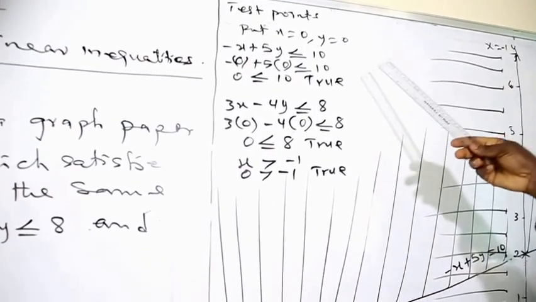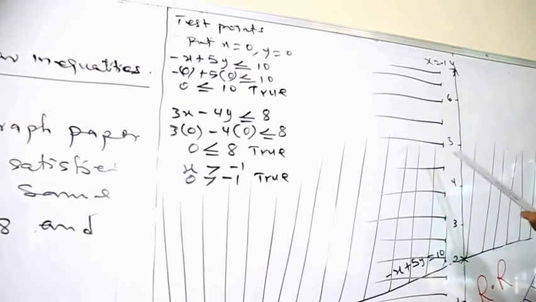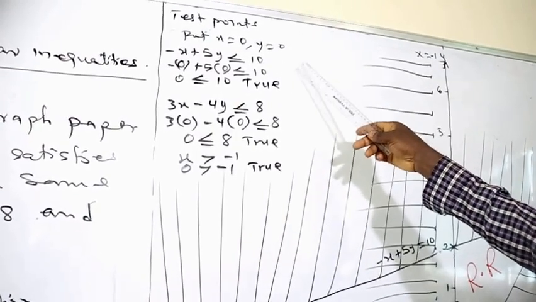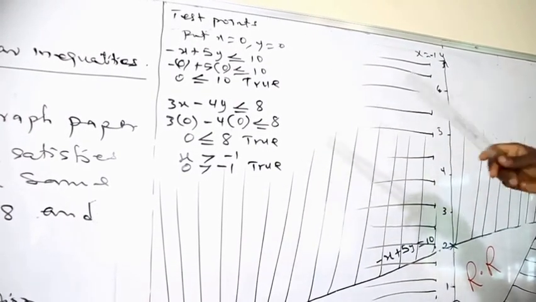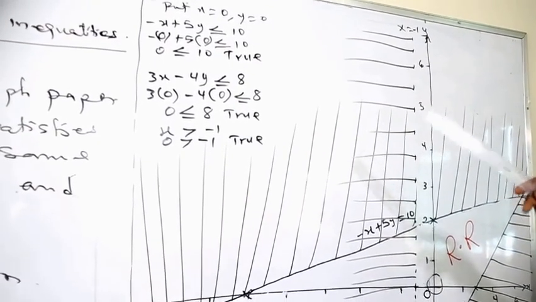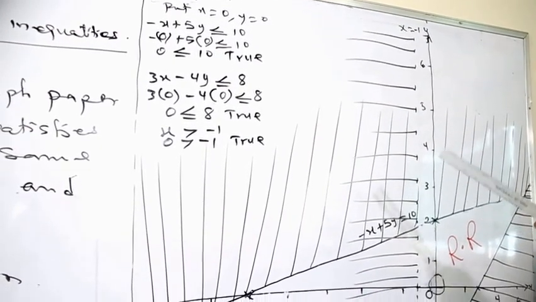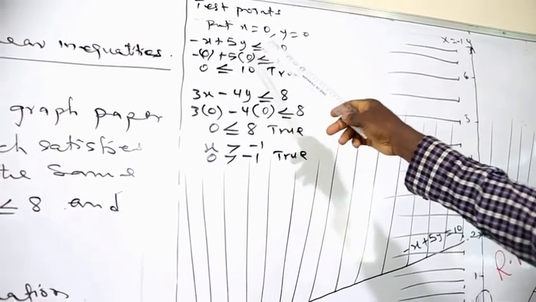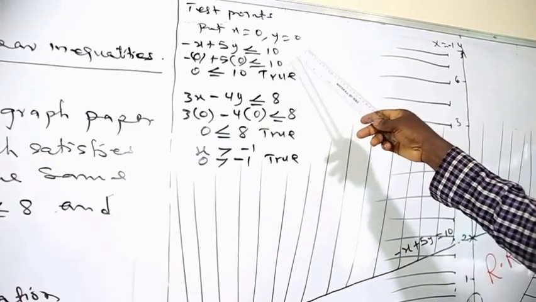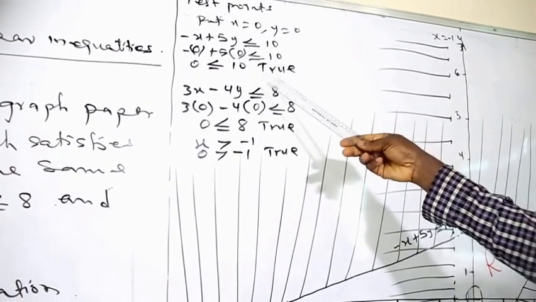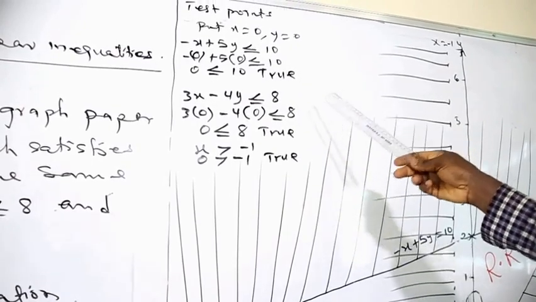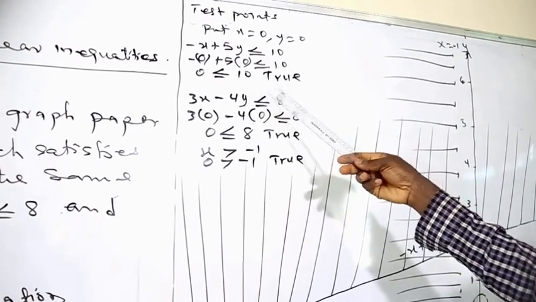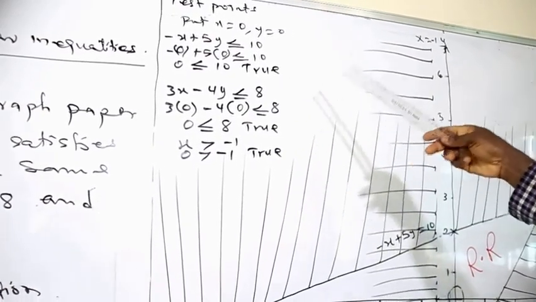Preferably, you use the origin. Using the origin here means you put x to be equal to 0, then you put y to be equal to 0. Then you substitute it into the original inequality to see whether you are going to arrive at a true statement or false. So let us do that. We have minus 1 into 0 plus 5 into 0 is less than or equal to 10. Let us see when simplified if we are going to arrive at a true statement. Here I have 0 is less than or equal to 10, which is true. So that one has given us a true statement.